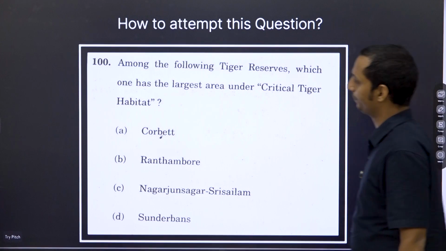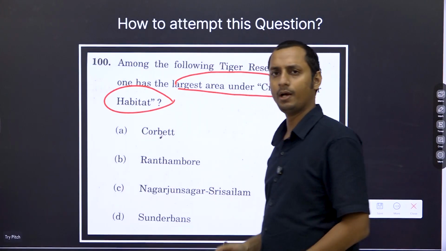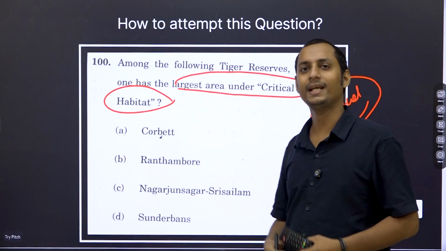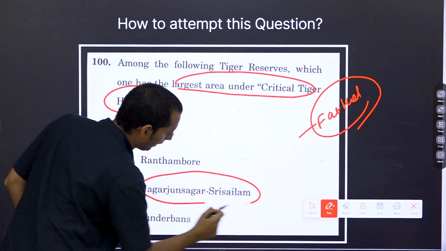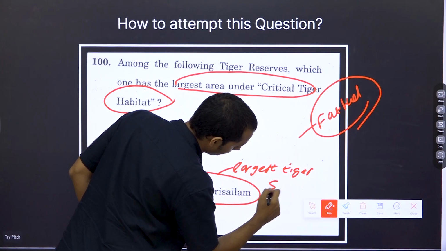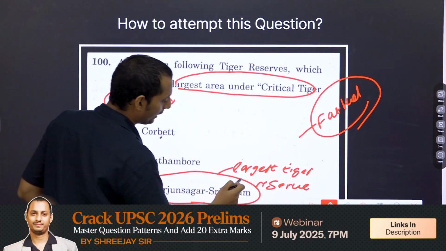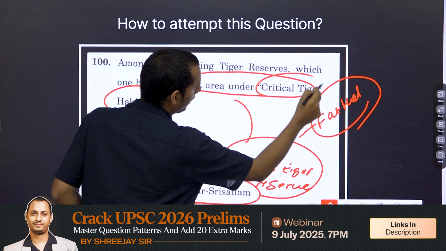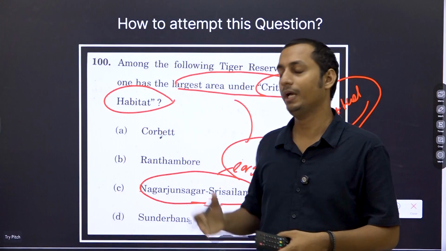The question here basically asks you, among the following tiger reserves, which one has the largest area under critical tiger habitat? Now, this is a very factual question. But then, is it very factual, or can you apply any logic here? Now, if you know that Nagarjunasagar Srisailam is the largest tiger reserve in the country, you can take an intelligent guess here, right? Now, if this is the largest tiger reserve, it might also be the largest area under critical tiger habitat, right? Now, if you apply that knowledge and your logic here, you will be able to get to the answer.